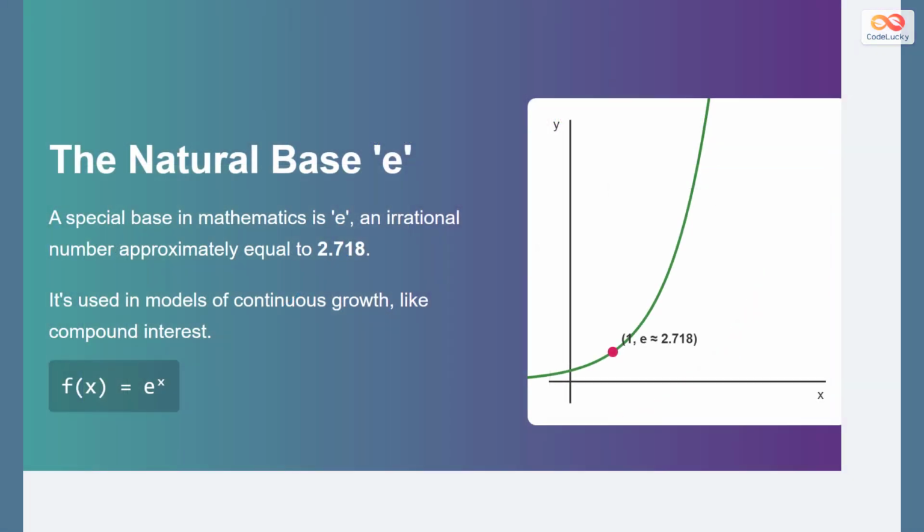In mathematics, there's a special, irrational number known as e, which is approximately 2.718. This number serves as the base for the natural exponential function, f of x equals e to the x power. This particular function is fundamental in modeling continuous growth processes, such as continuously compounded interest or natural population growth.